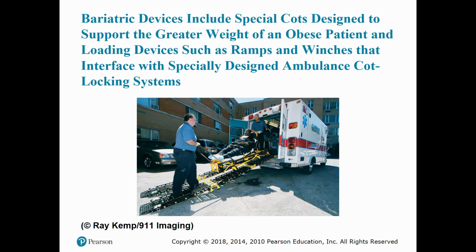So as you can see in this picture, they actually have a ramp to take the patient up into the back of the ambulance. And there's a winch device actually built into it as well to help support the crew loading the patient into the back of their truck.